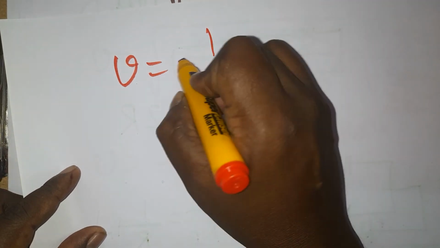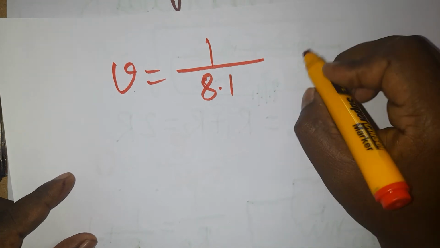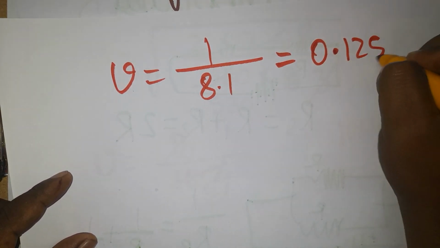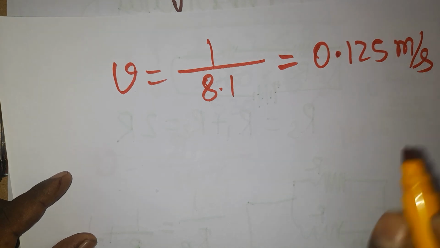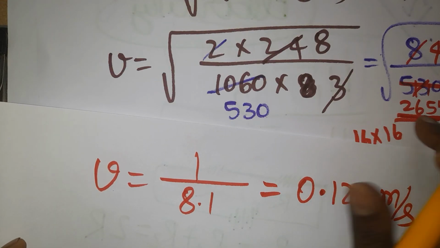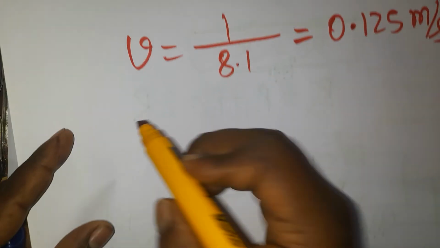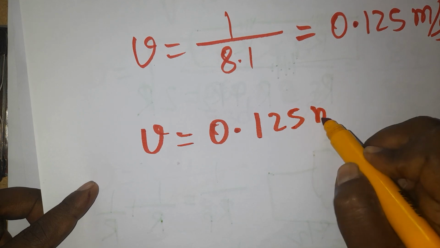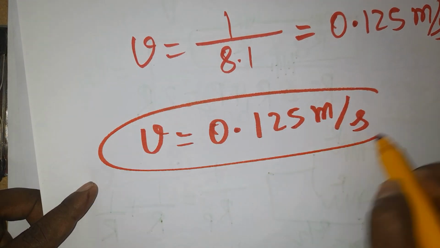Velocity is equal to 1 divided by 8.1, which is about 1 divided by 8, that is 0.125 meter per second. Very simple calculation. The technique I used here is that I approximated the square root. So including the calculation, we learned everything. 0.125 meter per second is the final answer. Thank you.